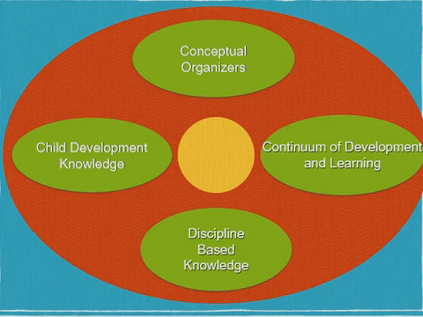A child-centered curriculum planning model is comprised of four main parts: conceptual organizers, continuum of development and learning, discipline-based knowledge, and child development knowledge. Think about how you could use this planning model to plan a child-centered curriculum. What additional resources would you need to make it happen? Be prepared to share in class.